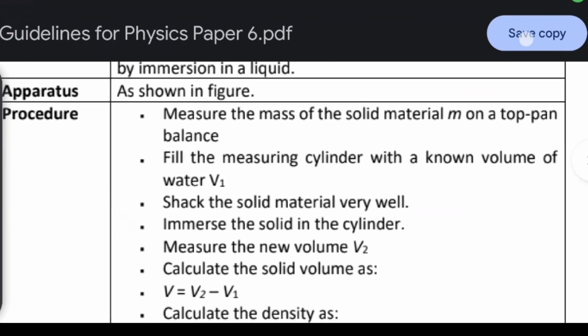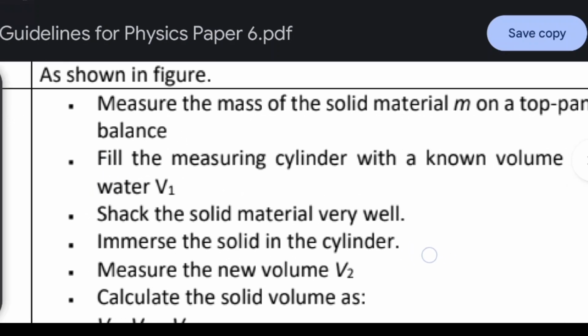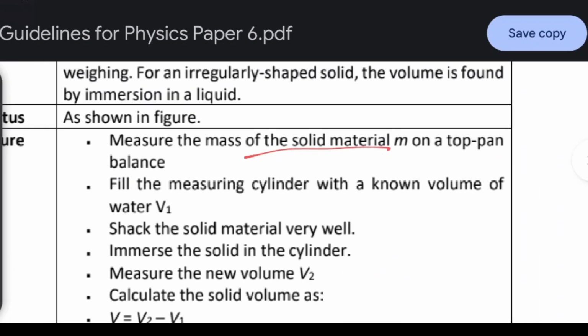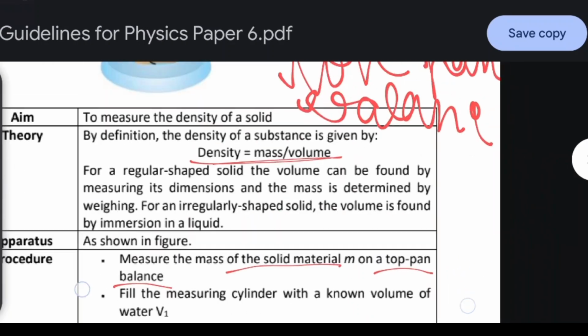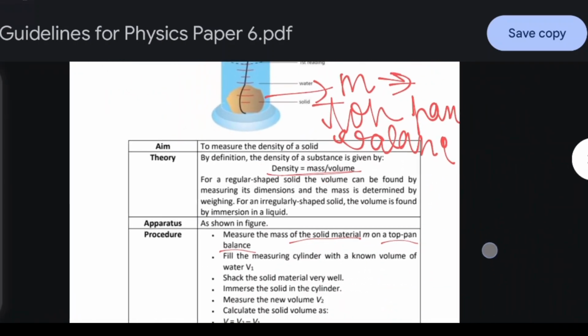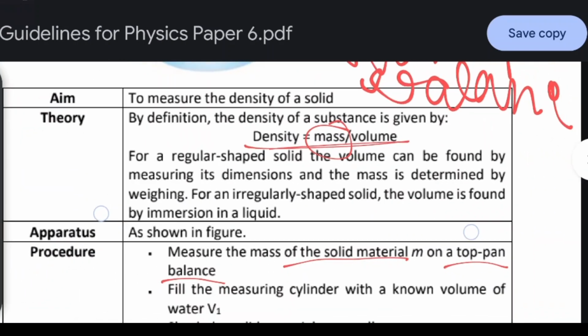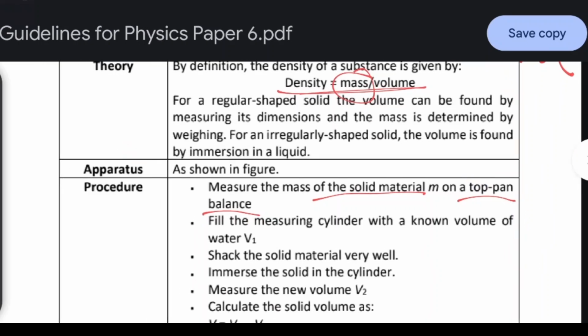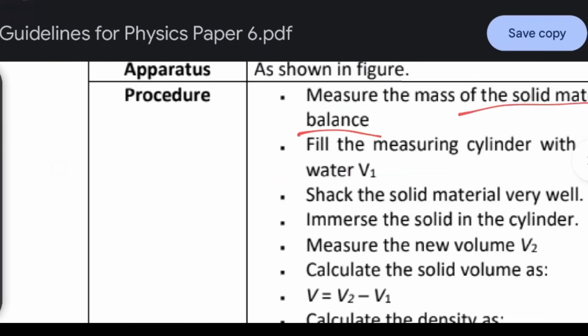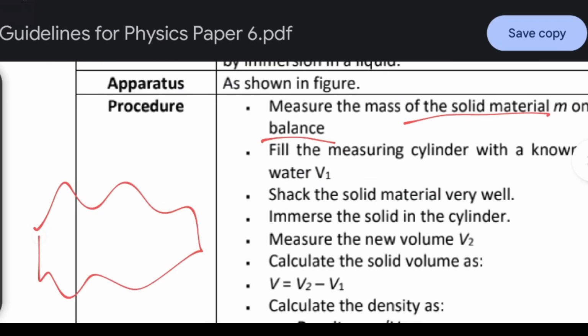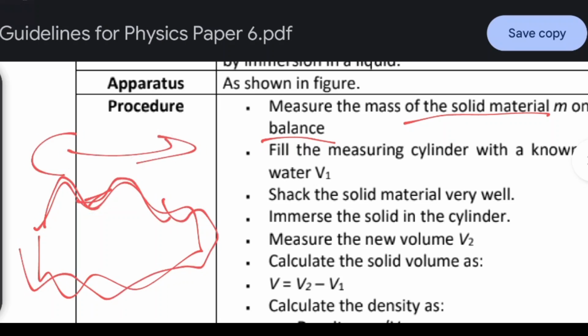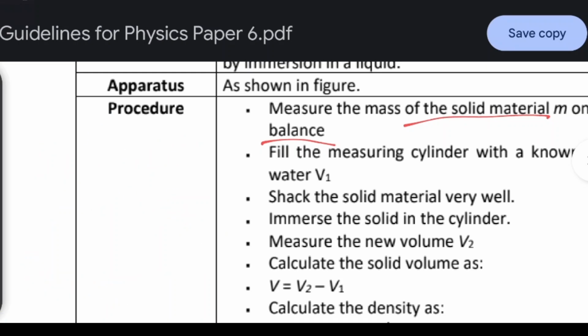Starting with the procedure, you will first measure the mass of the solid material, that is the sand which we are considering here, on a top pan balance. Mass is done. Now the next step is the volume, which is the main problem because we can't use length into breadth into height. Why can't we use that? Because it's an irregular solid, so you can't just measure the length. It's not going to be accurate, considering the spaces in between. So how are we going to do this?